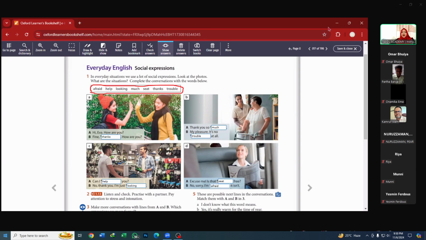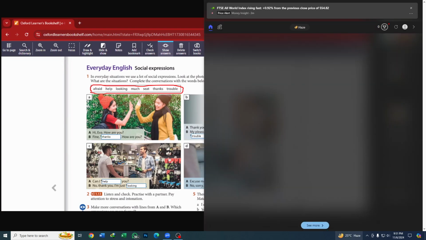So now that we know the appropriate words that completed these conversations, what we can do is have conversations among two people. Okay, so I'll make pairs and you will be completing these conversations. Okay, so Miss Munni, can you be A for all the conversations? And Miss Ria, can you be B? You will be B for all the conversations. Okay, start with picture A. Miss Ria, are you ready?